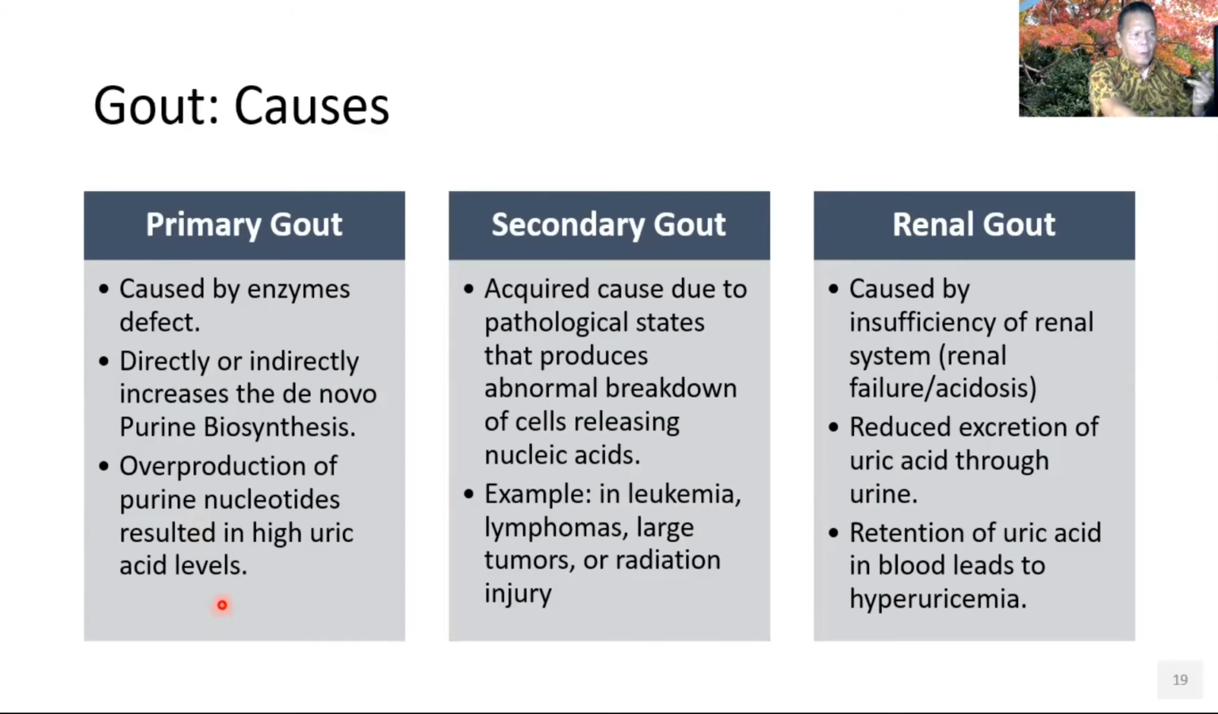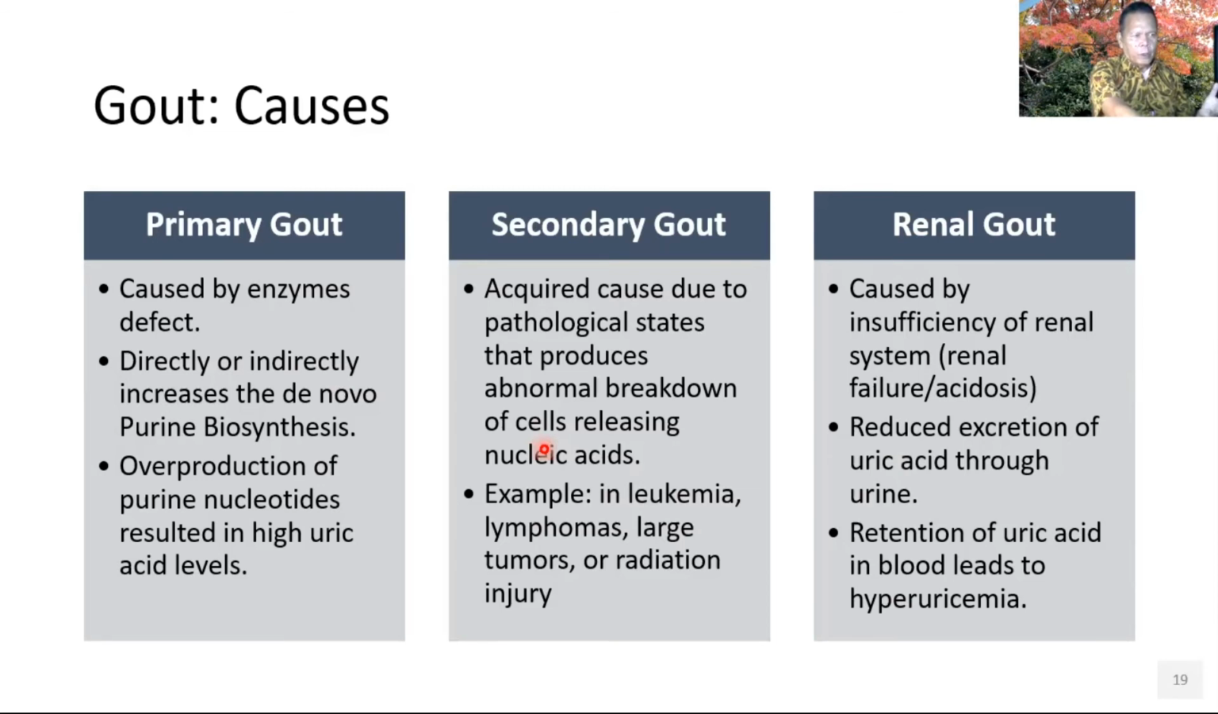Now let's move to secondary gout. Secondary gout is an acquired cause due to a pathological state that produces abnormal breakdown of cells, releasing nucleic acid. For example, leukemia, lymphoma, lung tumor, or radiation injury.